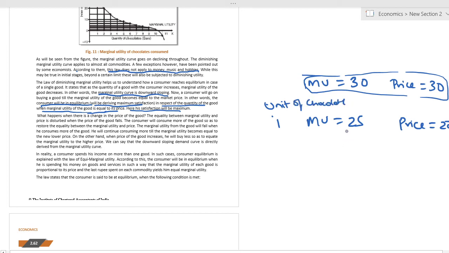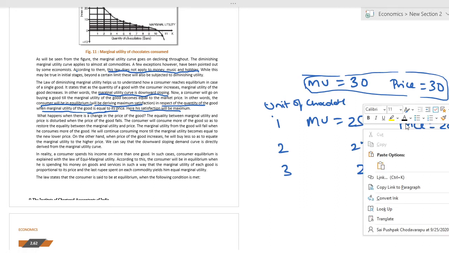The marginal utility that he gets from 1 unit of chocolate is 25 and the price is 20. So when he consumes the second chocolate, it will be 23. The price will still be 20. And when he consumes the third, it will be 21. It will still be 20. So the price that he is paying is 20. The satisfaction that he is receiving is 25.